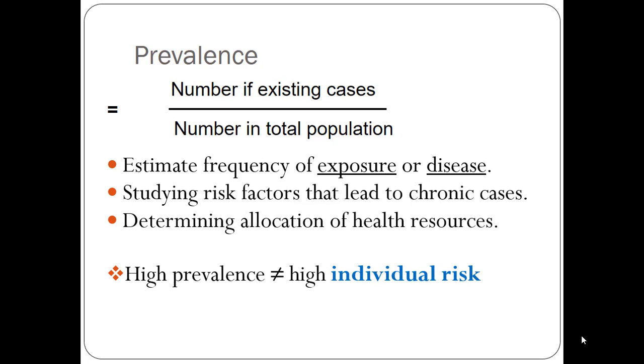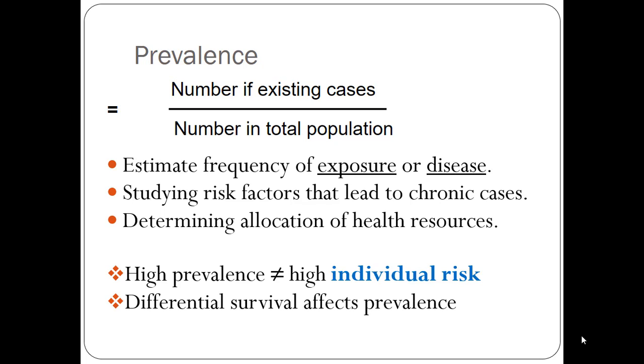Rare diseases that have long duration may have higher prevalence, but still relatively low incidence or risk. Differential survival also affects prevalence. For example, diseases of short duration, due to death or recovery, lead to lower prevalence estimates, for example, pancreatic cancer. Diseases of longer duration lead to higher prevalence estimates, for example, HIV/AIDS.